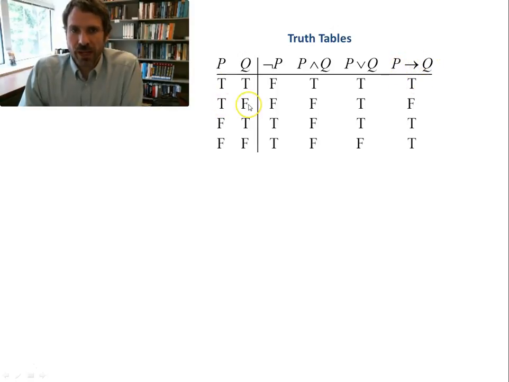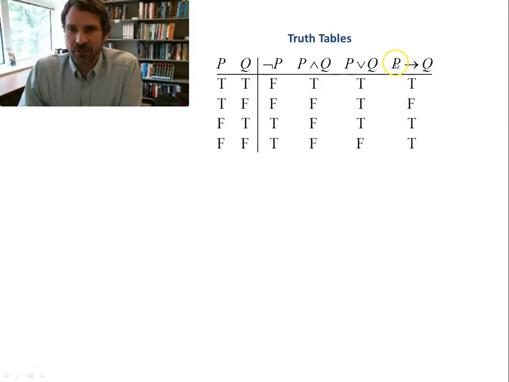But when P is true and Q is false, that means that this statement is not true, because I have P being true and Q isn't following, so therefore P does not imply Q. These are much more challenging to think about because we have false up here. So if false, then what, right?